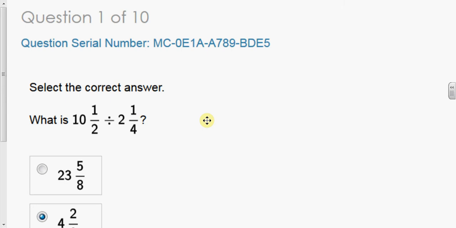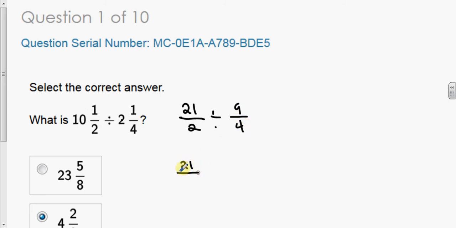Dividing fractions. So we want to divide one fraction by another. If you notice that these two fractions are what we call mixed numbers, we convert them to improper fractions. So that becomes, for the first one, 10 times 2 is 20, plus 1 is 21 over 2. This is divided by 2 times 4 is 8, plus 1 is 9, all over 4.